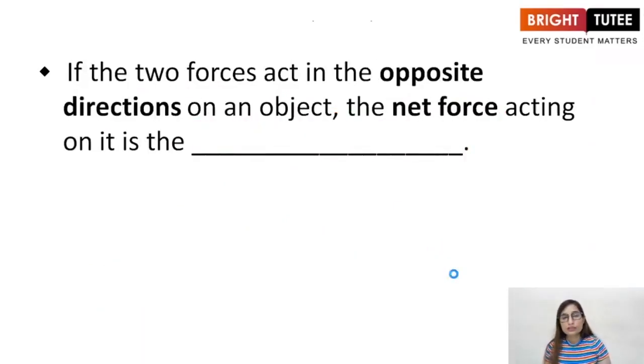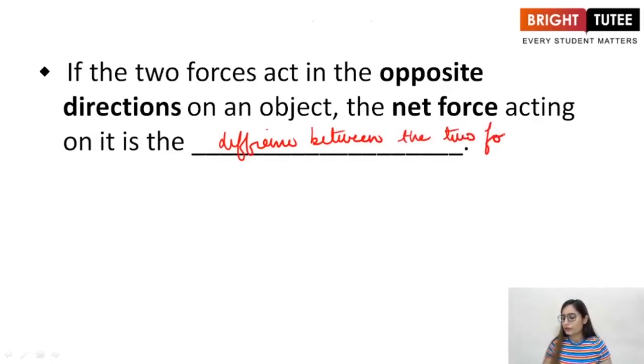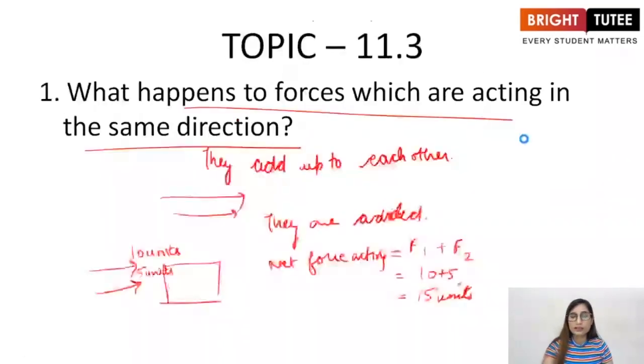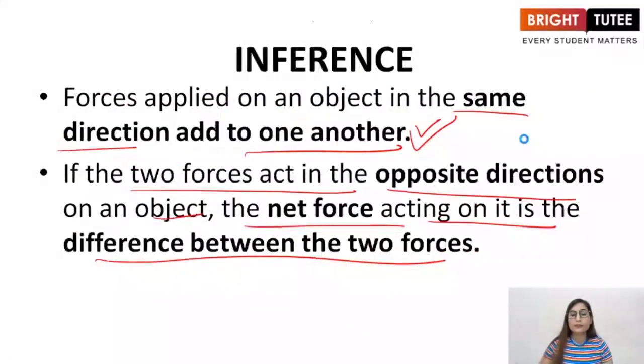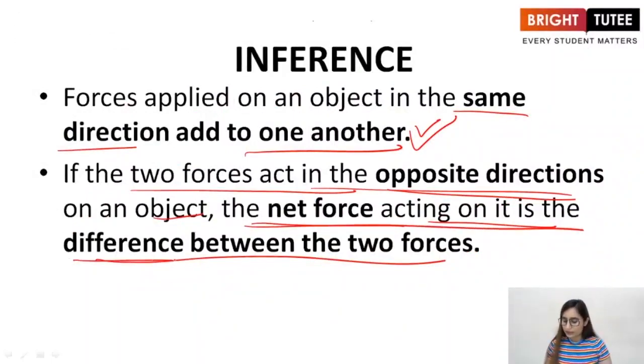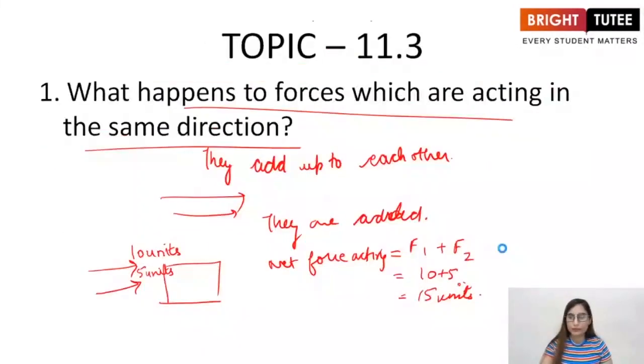Now if the two forces act in opposite directions on an object, the net force acting on it is the difference between the two forces, as we discussed. Basically, if two forces act in the opposite direction on an object, the net force acting on it is the difference between the two forces, right?